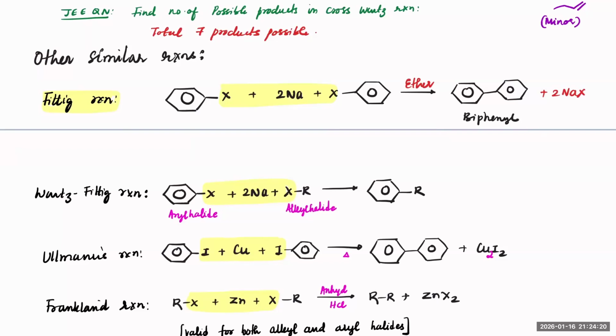But you do not use the word Wurtz here. Wurtz is dedicated only for alkyl. Now the word that we use is Wurtz-Fittig reaction. This is called Wurtz-Fittig. If one of them is aryl halide, the other one is alkyl halide, then the product that you will get is alkyl benzene.